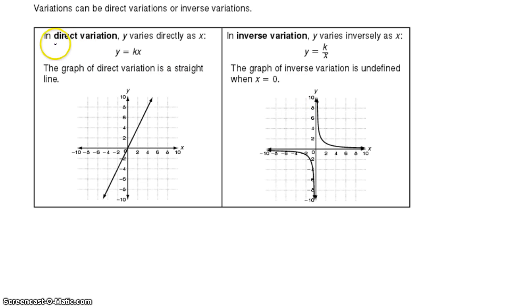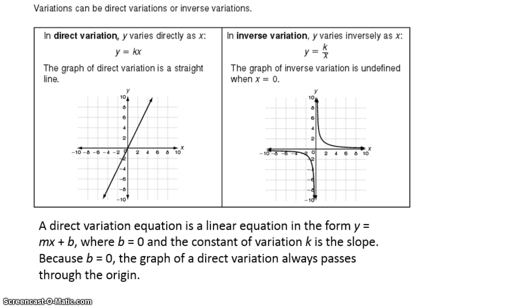Okay, and let's go back to our direct variation, and we're going to look at that one first. A direct variation equation is a linear equation. Of course, we get our line. And if we keep it in the form of y = mx + b, we see that b is equal to 0. Therefore, our y-intercept is 0, that's why it's going through the origin. And the constant of variation, our k in this case, is actually the slope of the line. And again, because b equals 0, here's a pattern. Your direct variation will always pass through the origin.